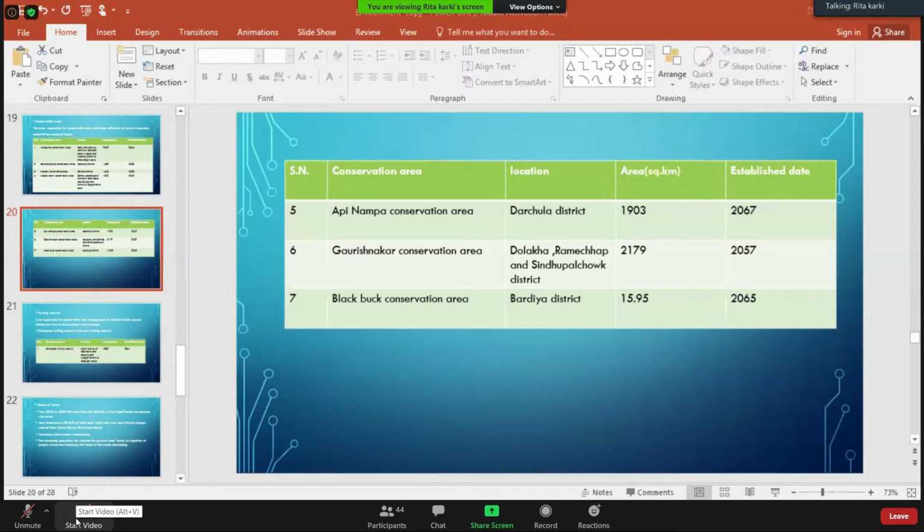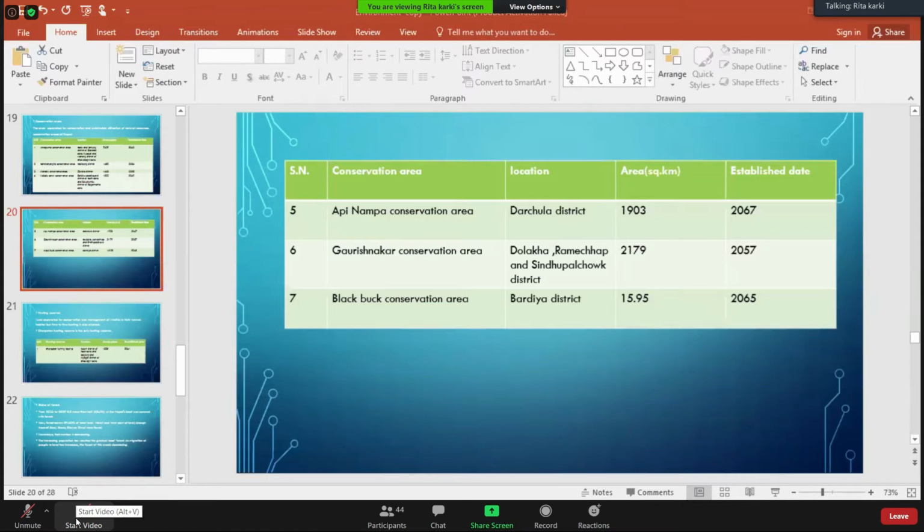As everything is given in your book, that is why I'm asking, and you have studied it beforehand also, yes? So where is Makalu-Barun conservation area located? Yes, hurry up. Solukhumbu, Sankhuwasabha and Solukhumbu district.